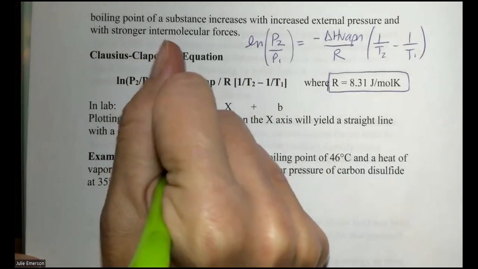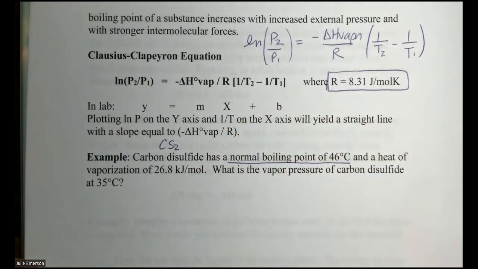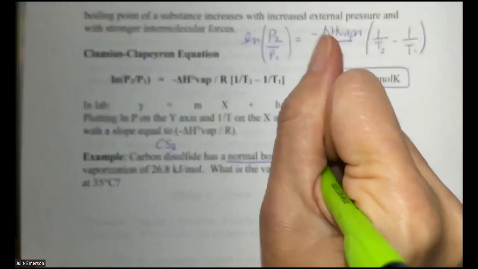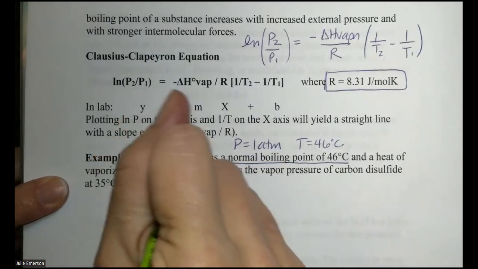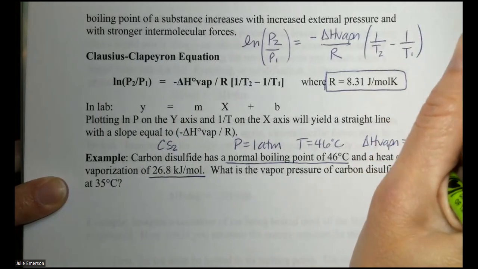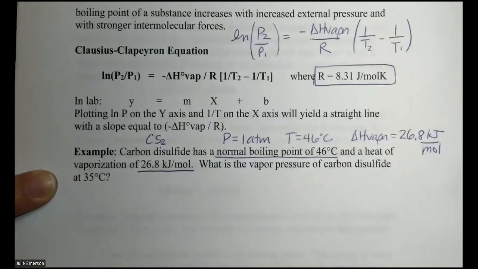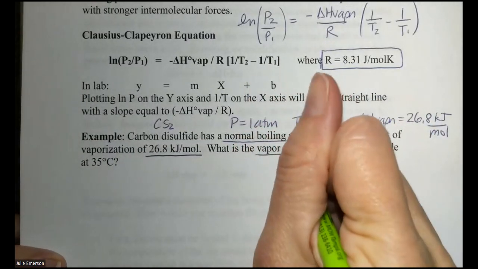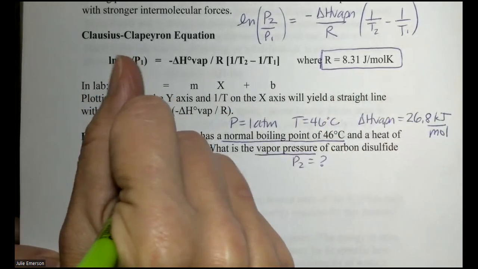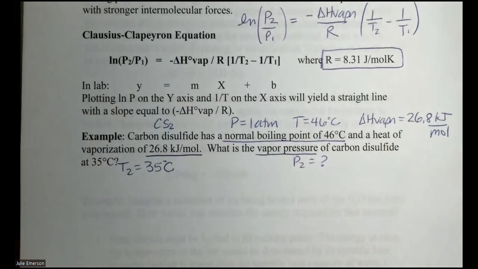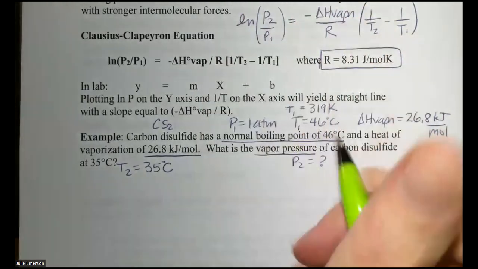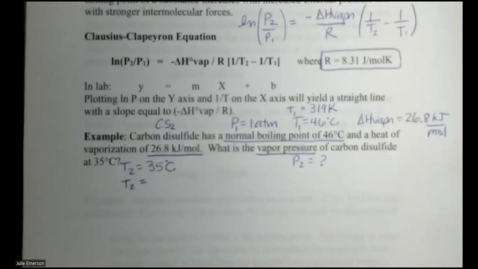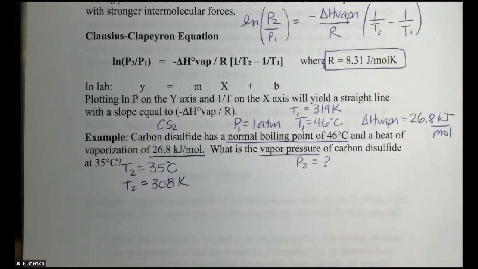So I've got carbon disulfide, CS2, has a normal boiling point of 46 degrees Celsius, right? So normal boiling point means the temperature is 46 degrees Celsius when the pressure is 1 atm, right? Normal, standard. The heat of vaporization, so that's our delta H of vaporization, is 26.8 kilojoules per mole. All right. We want to know what would the vapor pressure be, so this will be P2, when we're at a T2 of 35 degrees Celsius. Now, no big surprise here. Temperature always has to be in Kelvin. So I'm going to follow the decimal place rule and add 273 to each of these. So my T1 is really 319 Kelvin. My T2 is really 308 Kelvin.